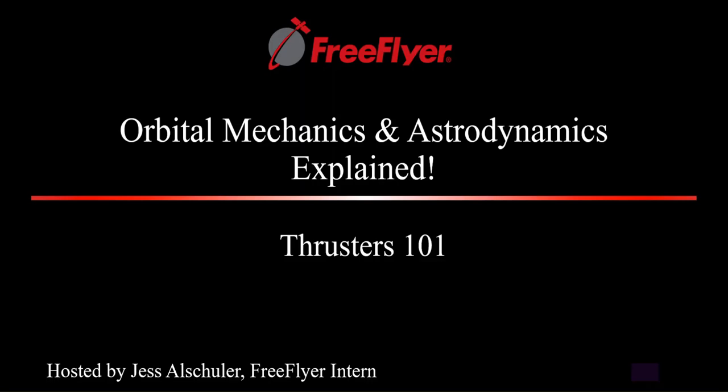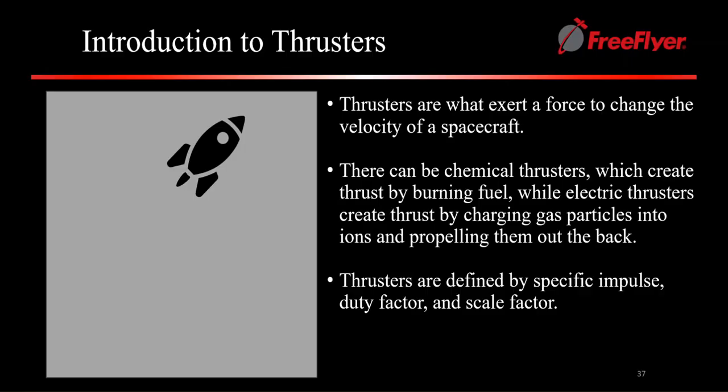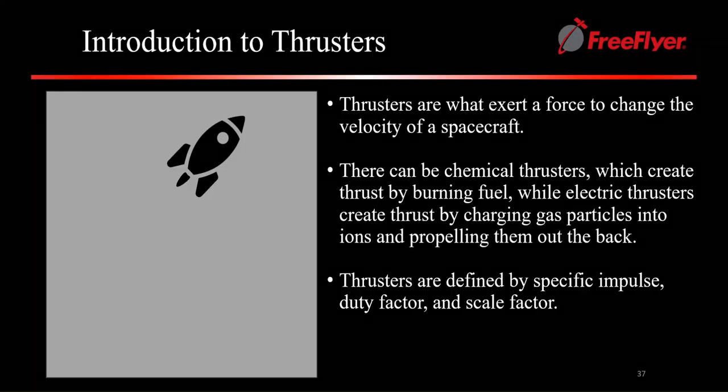Today, on Orbital Mechanics and Astrodynamics Explained, we're going to be talking about thrusters. Thrusters are the devices used to accelerate our spacecraft using the thrust force. The parameters that govern a thruster are whether it is a chemical or electric thruster, what its ISP or specific impulse is, as well as its duty factor and scale factor.